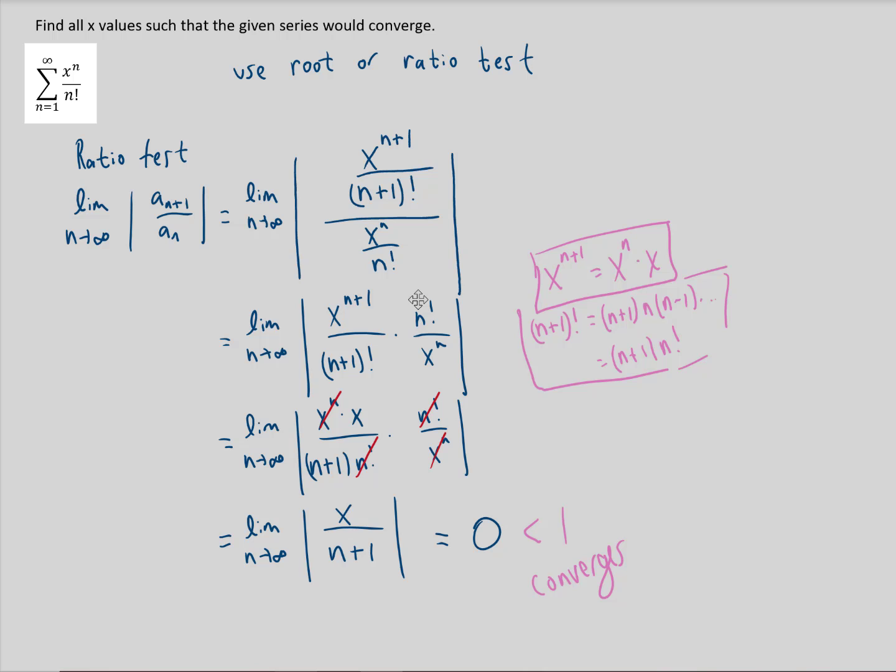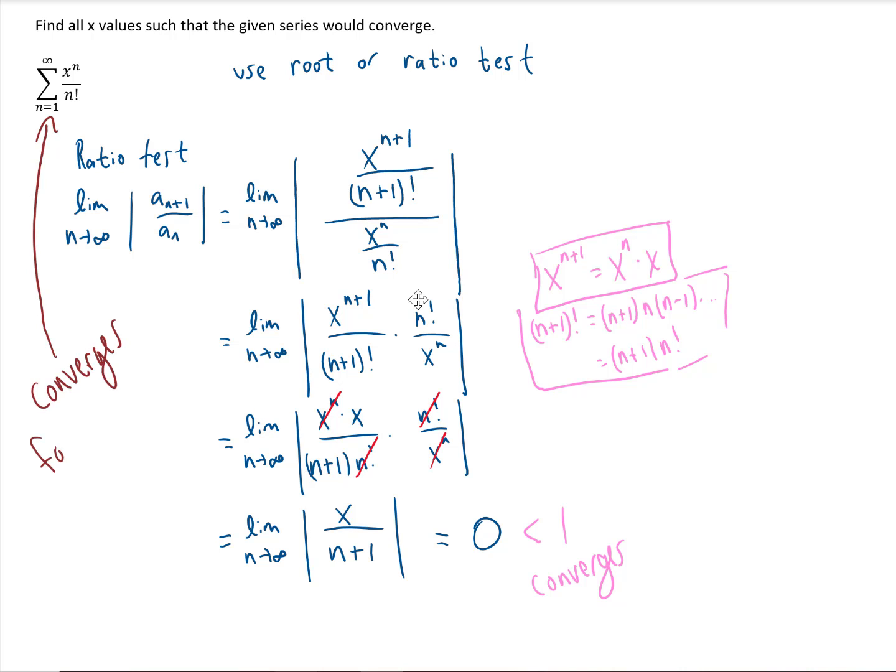So this series all the way up here converges no matter what x we choose. It converges for all x values. We might write that as negative infinity to infinity. We might write that with a fancy capital R for all real numbers. Or we might say that our radius of convergence is infinity. All of those mean that this series converges for all real x values.